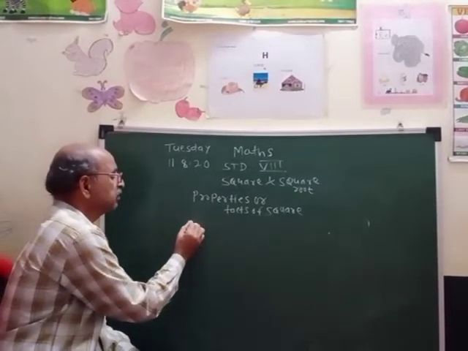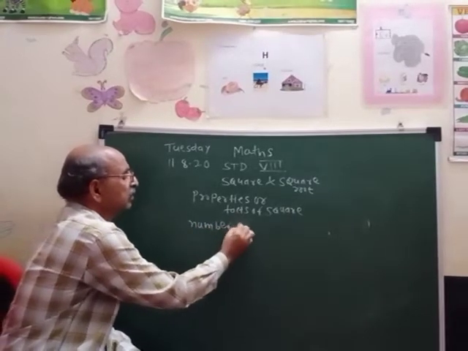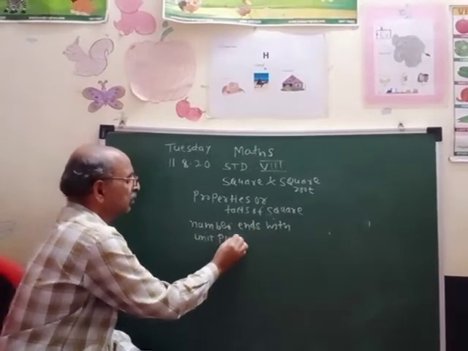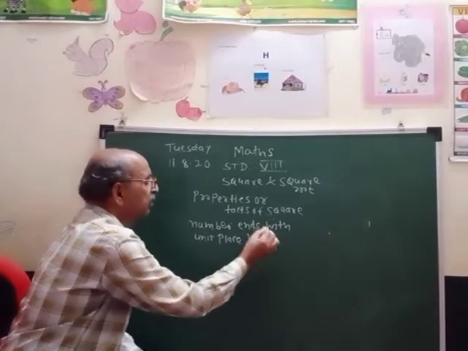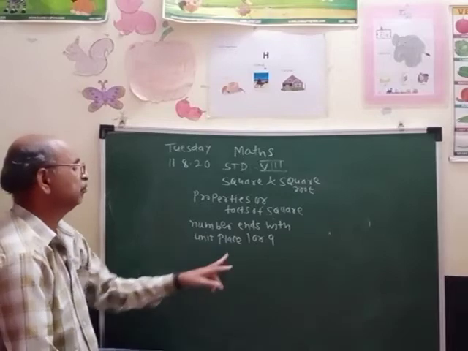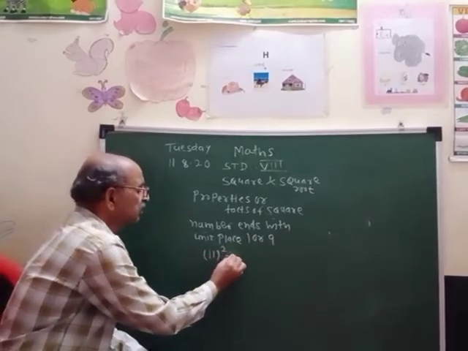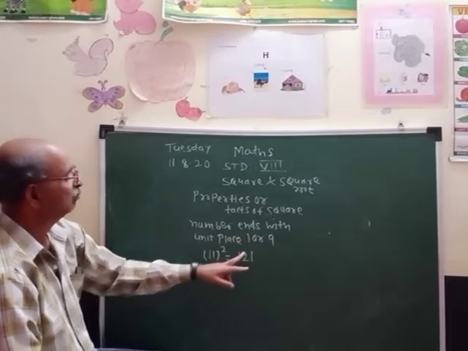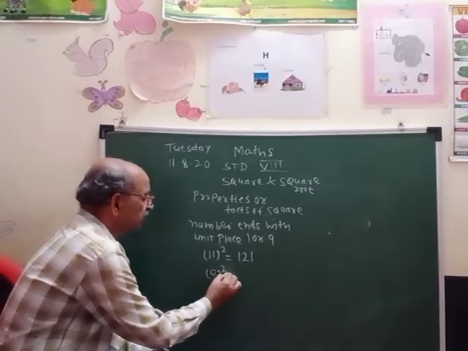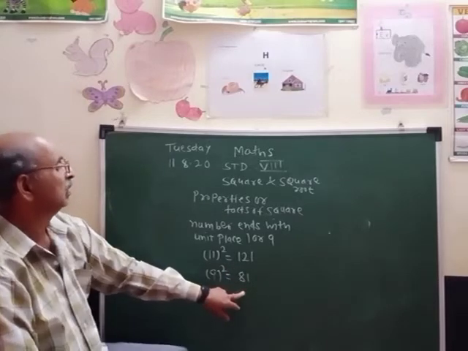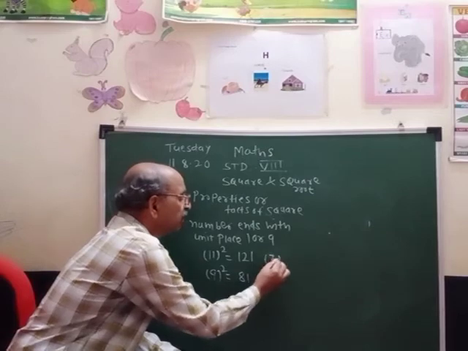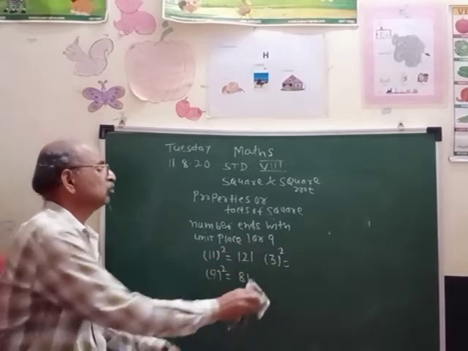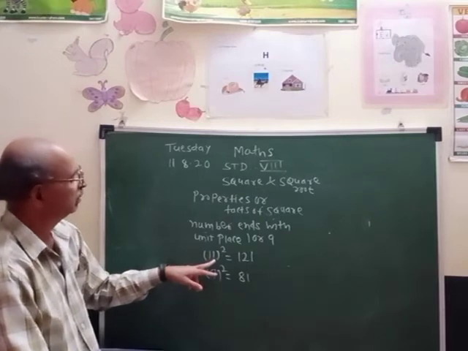The number which ends with unit place 1 or 9, if you make the square of this, the unit place is again 1. Means the numbers whose unit place is 1 or 9, the unit place of the square number is also 1. We will see 3 square, it will not come 9, because the unit place is not 1 or 9. So this rule is only for the numbers which end with 1 or 9.